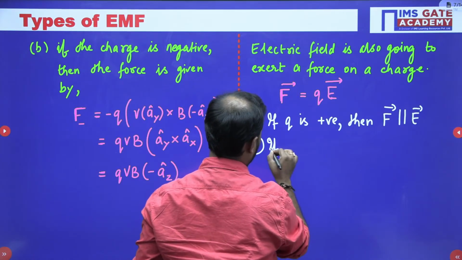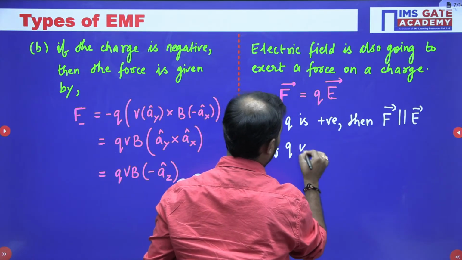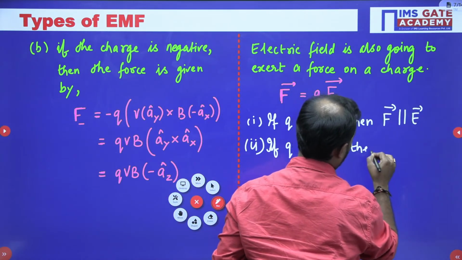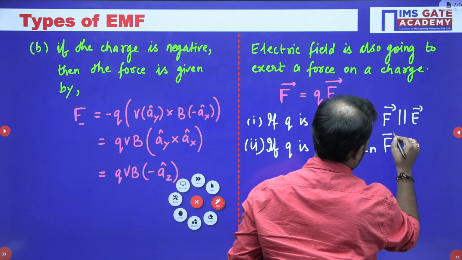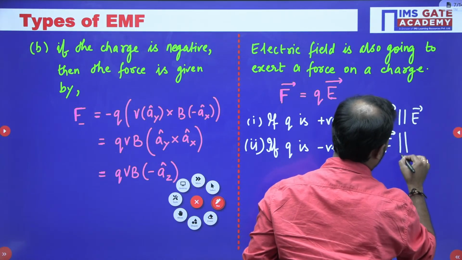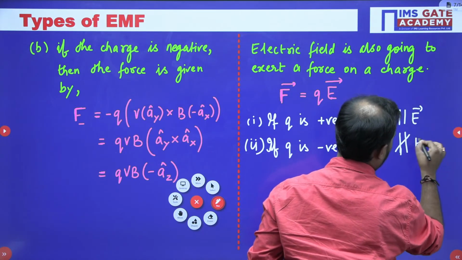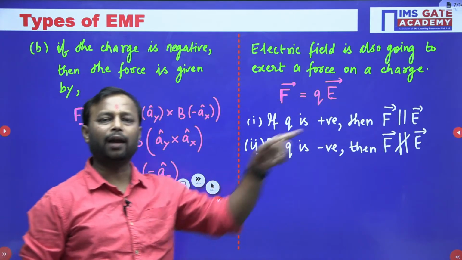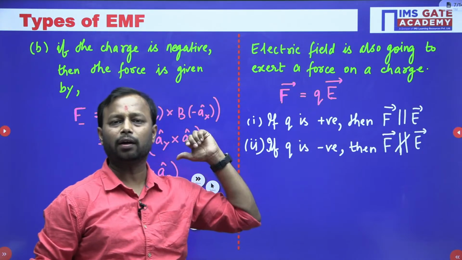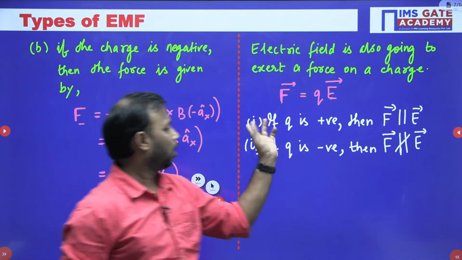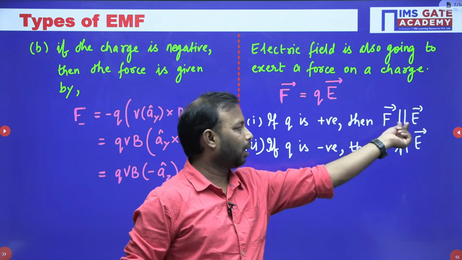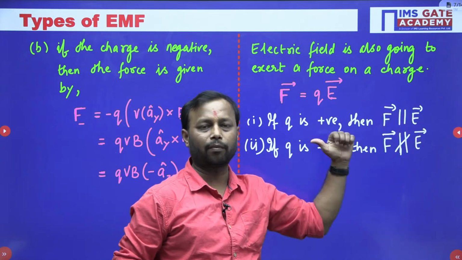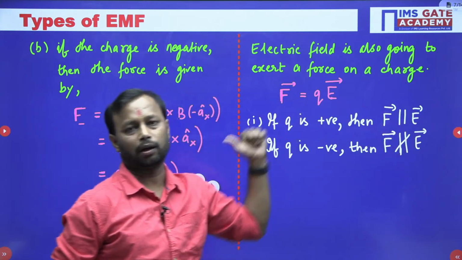If Q is negative, then the force direction will be anti-parallel to the electric field. मतलब if the electric field is in right, then force will act in left direction. ये फर्स्ट पॉइंट क्या बता रहा है? अगर इलेक्ट्रिक फील्ड राइट में है तो फोर्स भी राइट में होगा, या इलेक्ट्रिक फील्ड अगर लेफ्ट में है देन फोर्स भी क्या होगा? लेफ्ट में होगा.